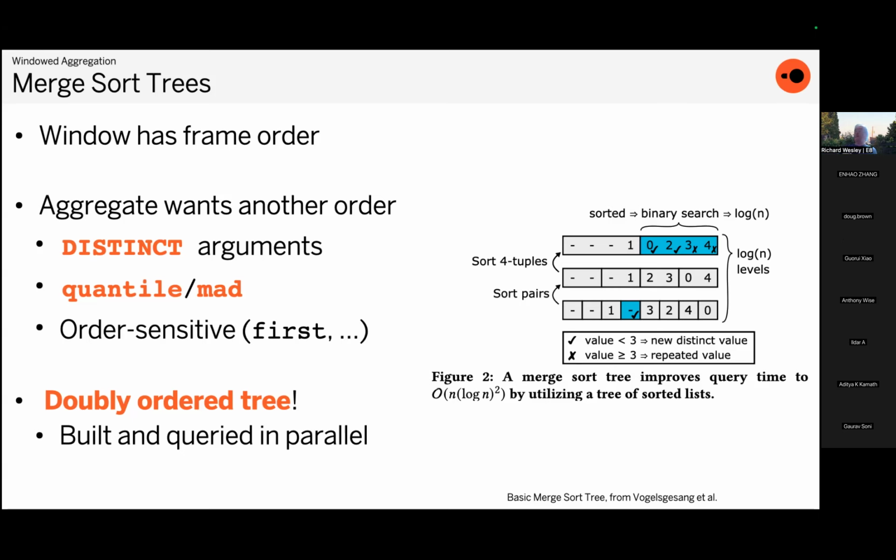It also solves the problem of these holistic aggregates like quantile and moving absolute deviation. Because to do a quantile, you want it in a different order from what the window is in, and this allows you to do this. And fortunately, you can build this and query it in parallel again. So building all these acceleration structures is still parallel.